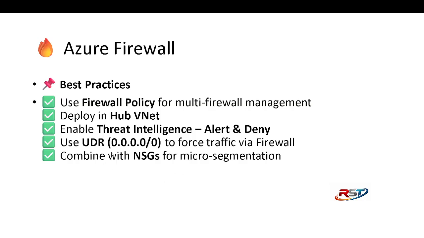Use UDR, user defined routing, with 0.0.0.0/0 to force traffic via the firewall. So this means all the traffic is forced via the firewall. We have to route all the traffic through the firewall. Then it goes to the firewall, and the firewall will check and block any unwanted traffic.